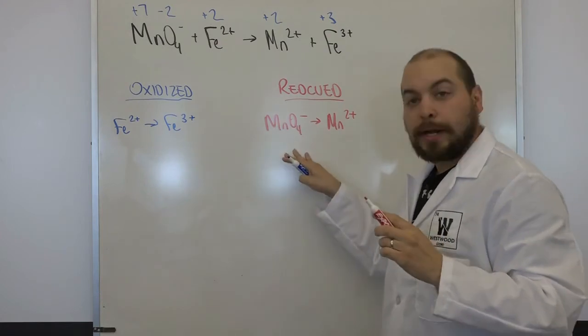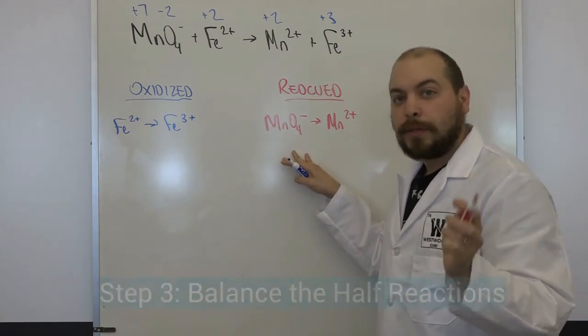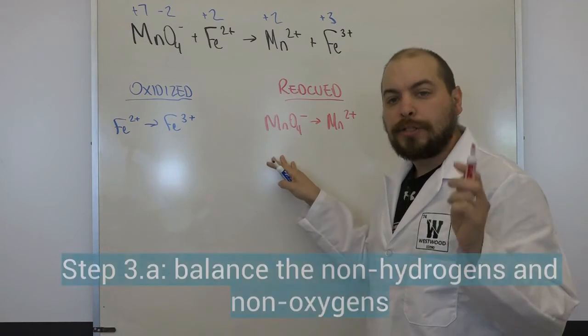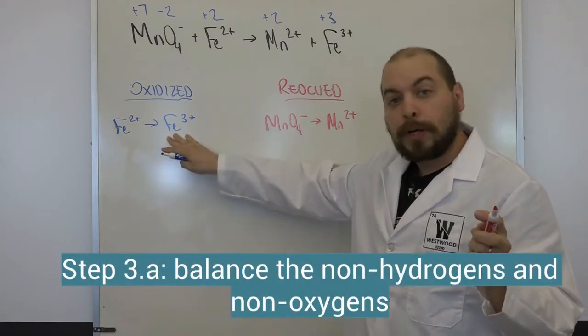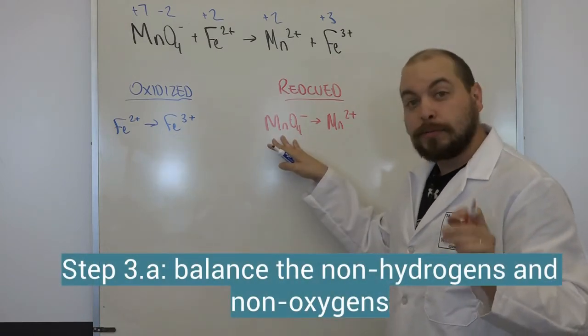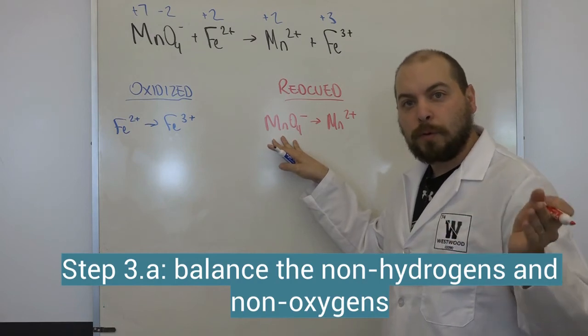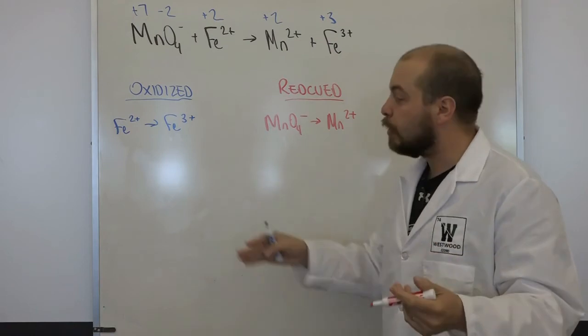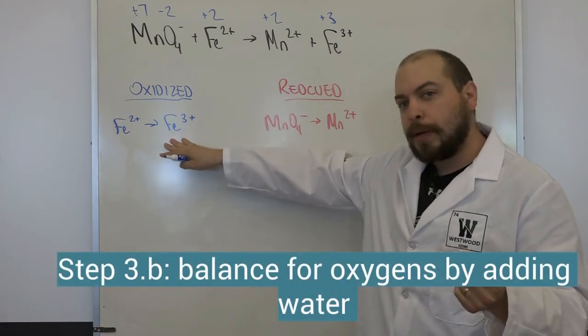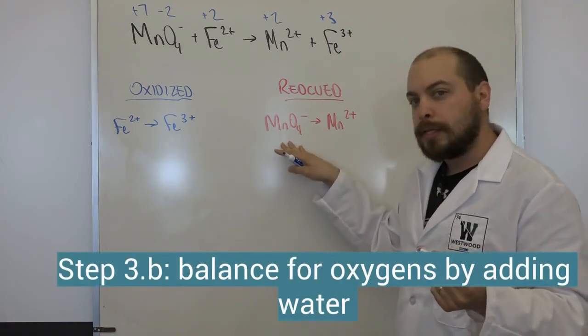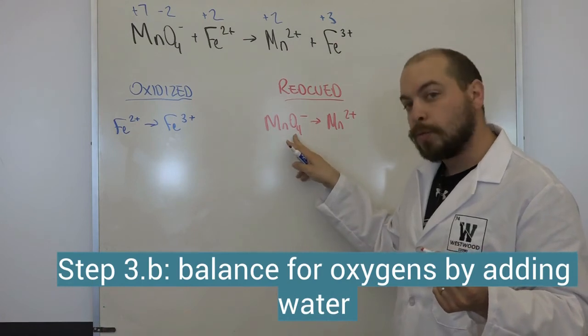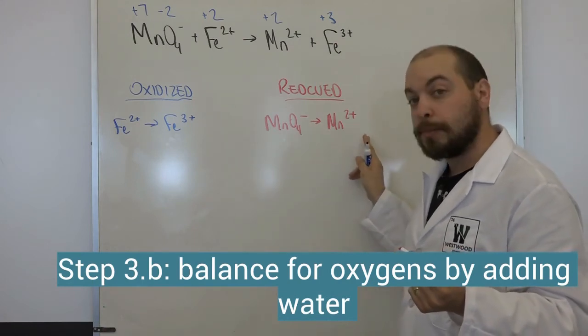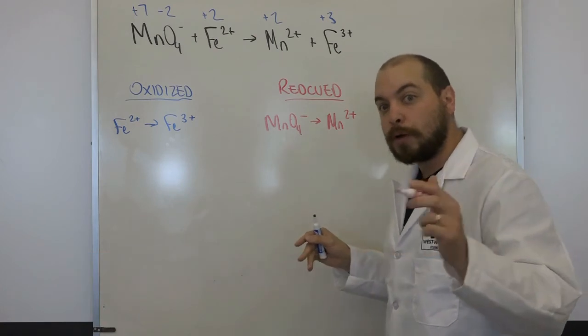Now that our half reactions are written, we're going to go ahead and balance. We're going to start by balancing the non-oxygens and non-hydrogens. Iron's already balanced, as is manganese, so we don't have to worry about doing any coefficient work there. However, once we start having to balance the oxygens, there are no oxygens here, so that's balanced, but the manganese here has 4 oxygens with it, which means we need 4 oxygens on the product side. We do that by adding 4 water molecules.